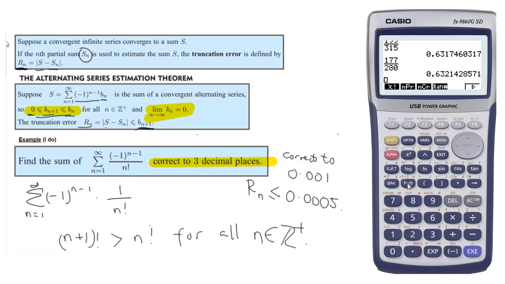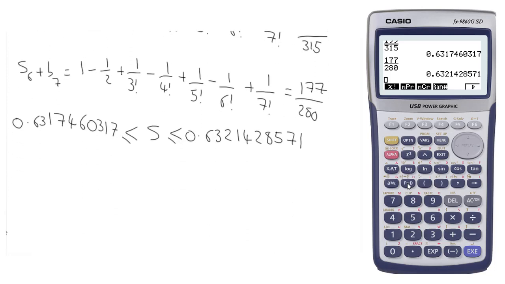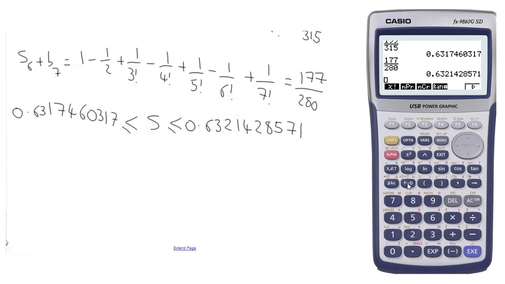So all of that considered, remember the question: we have been asked to find the sum of the series correct to 3 decimal places. If you look at these upper and lower bounds, you can see that to 3 decimal places, this would round to 0.632, and so would this. So S equals 0.632, correct to 3 dp.